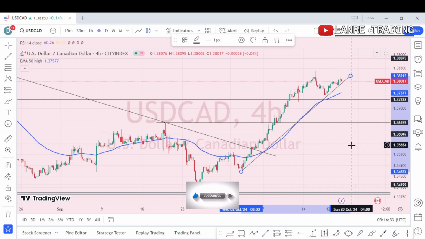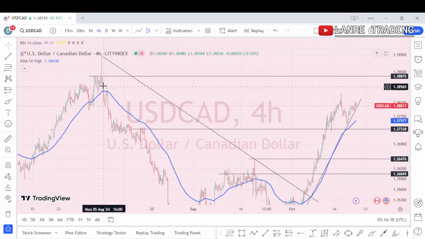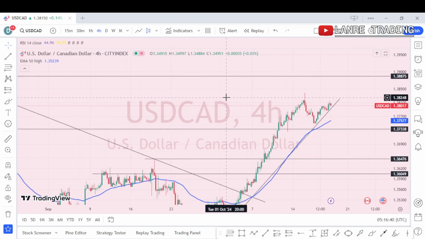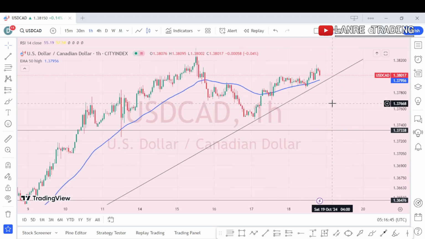Let me bring out my trend line, and don't forget we are on a bullish trend. This is the level we are looking at to come to, but price is currently at this level. Let me scale down to the 1 hour time frame just to show you possible entry.